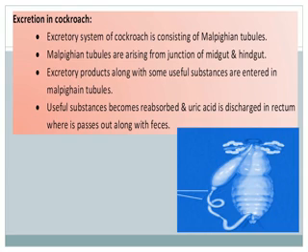Excretory product along with some useful substances enters the Malpighian tubules. Useful substances are reabsorbed and uric acid is discharged into the rectum, where it is passed out along with the feces.